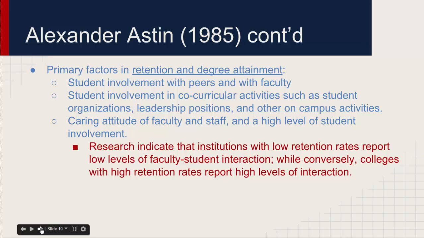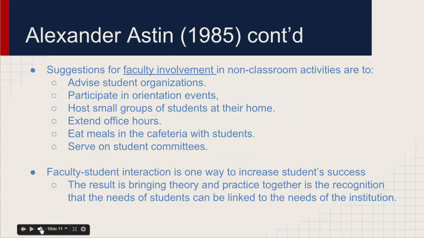Retention and degree attainment is also a primary factor. Research indicates that institutions with low retention rates report low levels of faculty interaction, while colleges with high retention rates report high levels of interaction. Faculty involvement is also important. Faculty could serve on student committees, participate in orientation, among other things, even advising students.